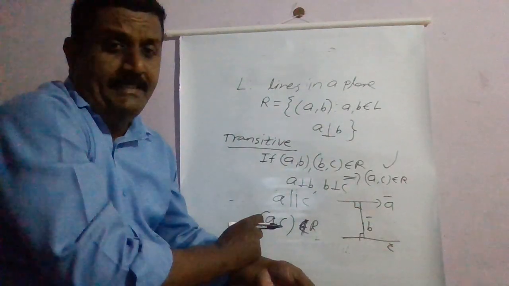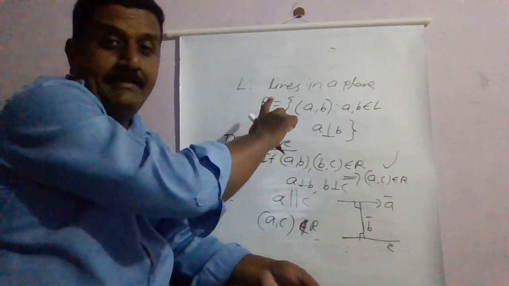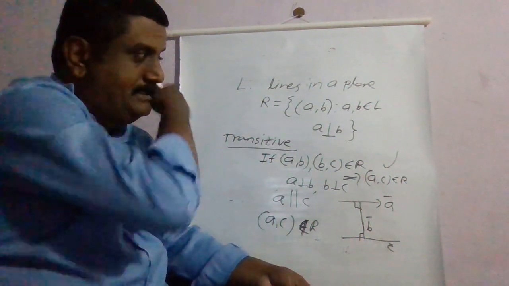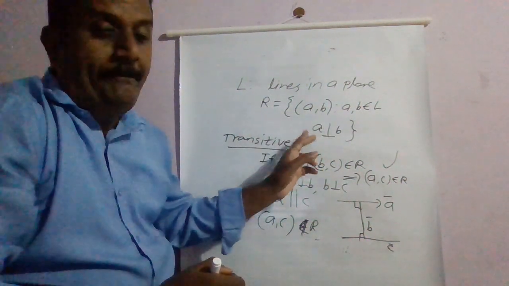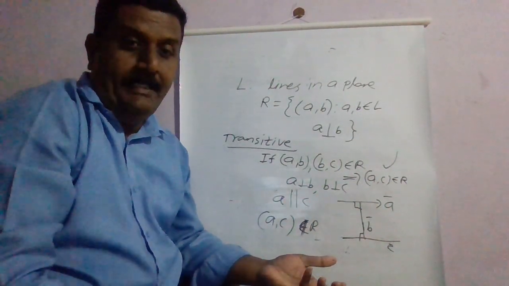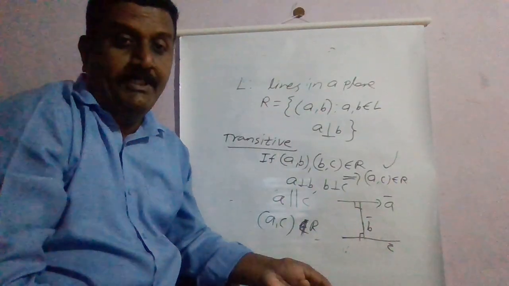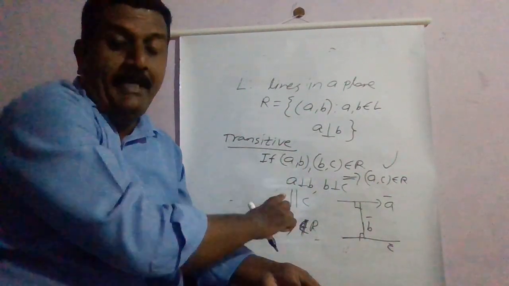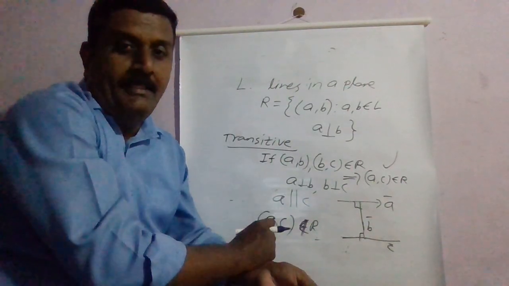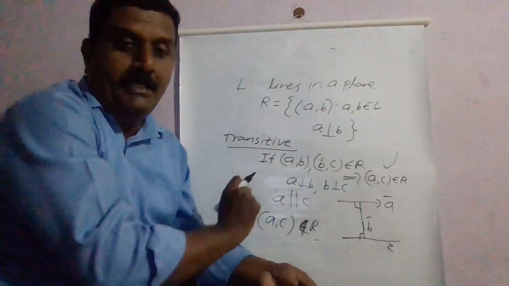The first case we discussed, the same set L, the lines in a plane, defined as R equal to the set of all ordered pairs (A, B) such that A, B belong to L and A is parallel to B, is an equivalence relation. A parallel to B is an equivalence relation, but A perpendicular to B is not an equivalence relation, because it is neither reflexive nor transitive.